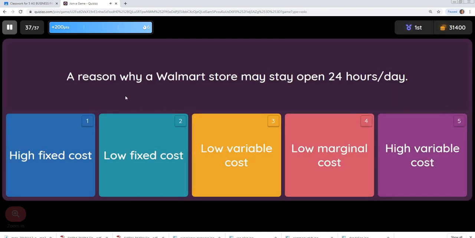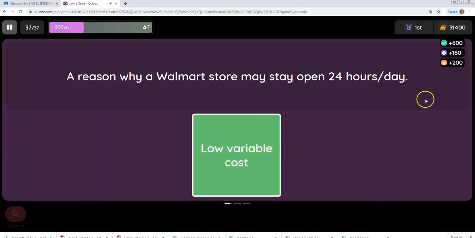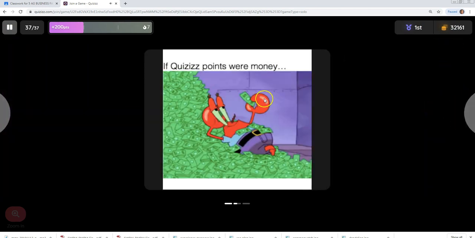A reason why a Walmart store may open 24 hours a day: high fixed cost, low variable cost. Once again, minimum wage workers, not that expensive to pay a few of them to stay there and keep the doors open. All right, that'll do it.